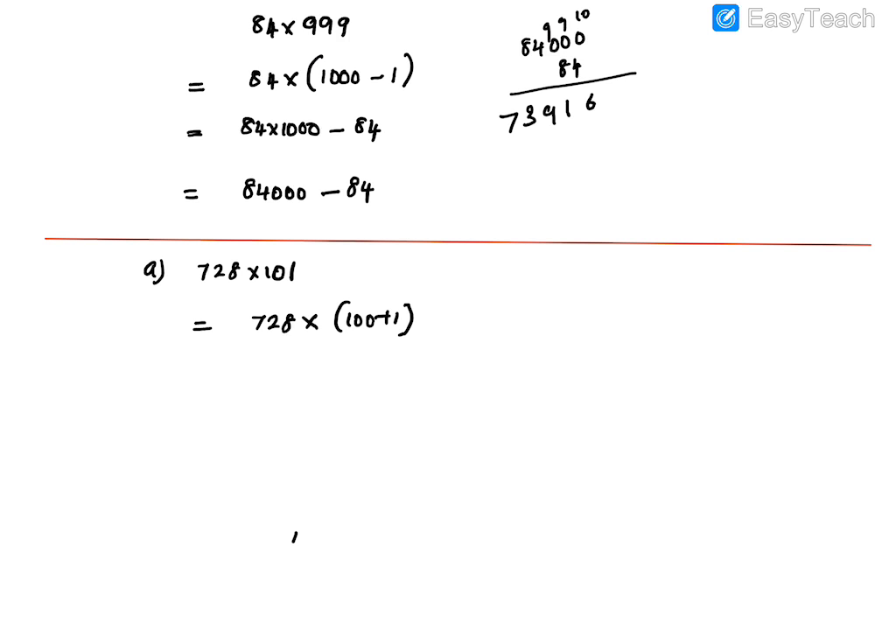Okay, so first multiply it. 72,800 plus 728. So what answer will come? 72,800, okay, so we can put here 72,800 and 728. So 28, 15, 3, 73,500, and 528, so 73,528.